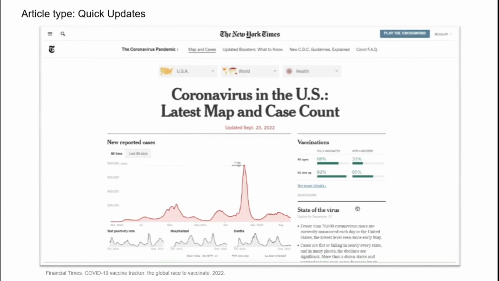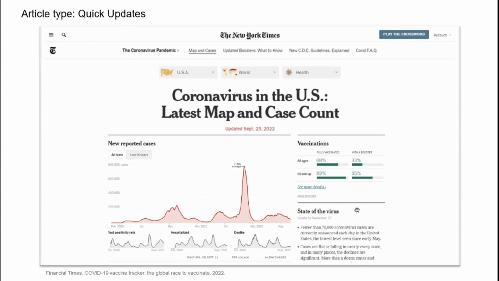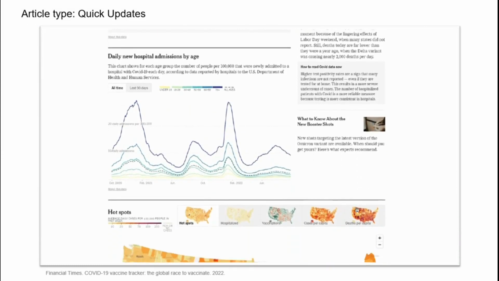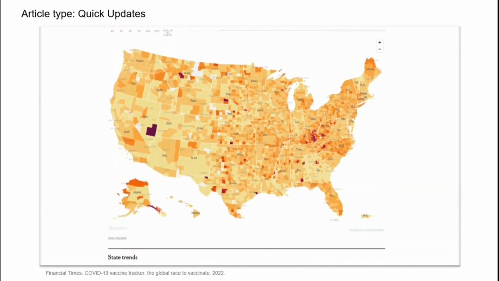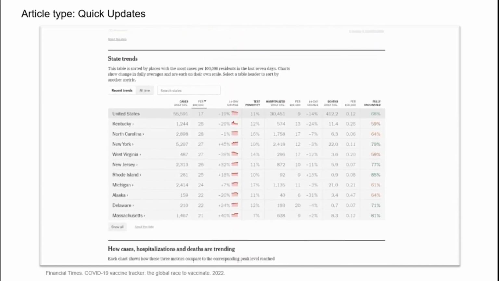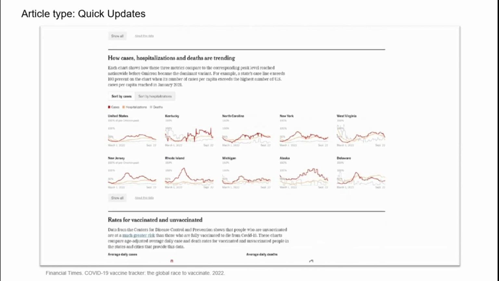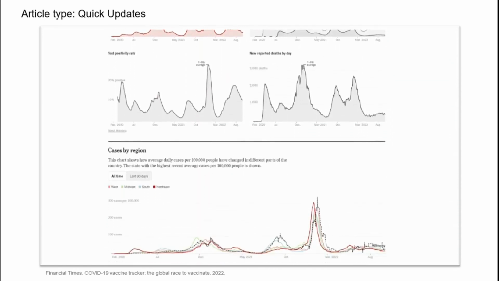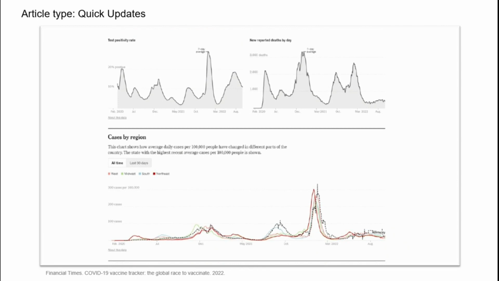The first article type is quick updates. These articles provide current data snapshots with key visual elements and minimal text for fast understanding. Like real-time news, they feature automatically updated data, often used in journalism for topics like public health or elections.